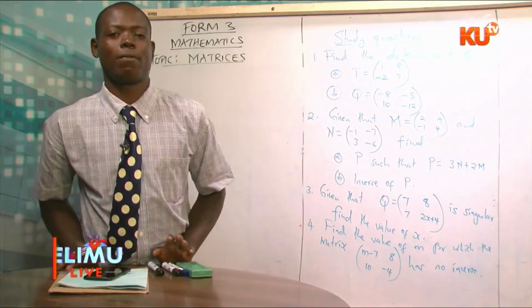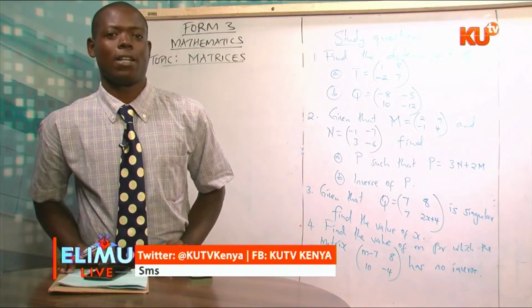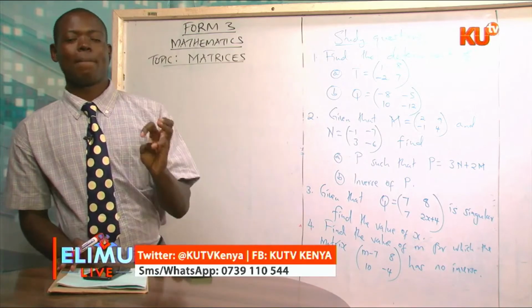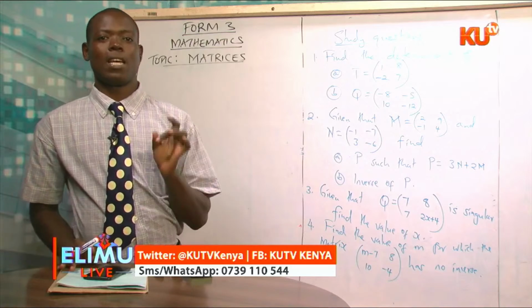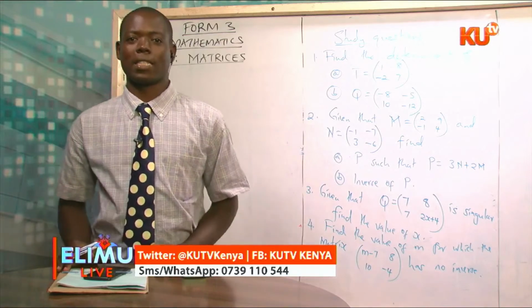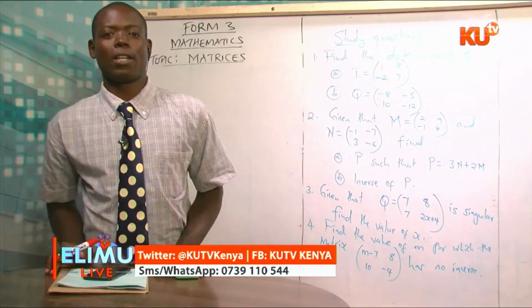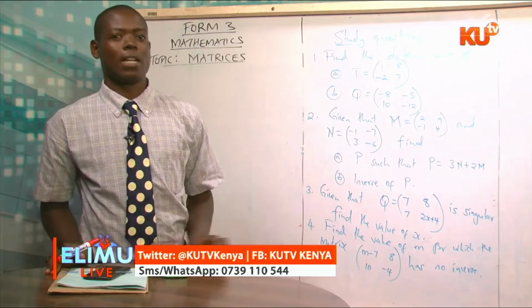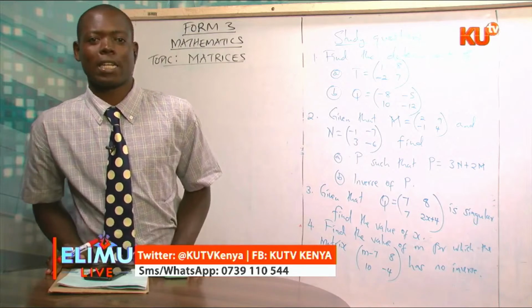So in brief, we've been able to look at 3 items again: determinant, inverse, and then singular matrices. So that is all for our lesson today.